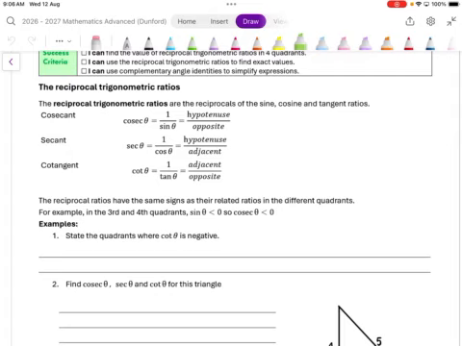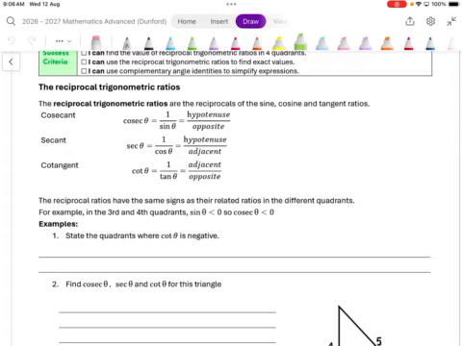So instead of saying cosecant, we say cosec is equal to 1 over sine theta, which is our hypotenuse over our opposite. So sine is normally opposite over hypotenuse, so we just flip the fraction when we have the reciprocal.